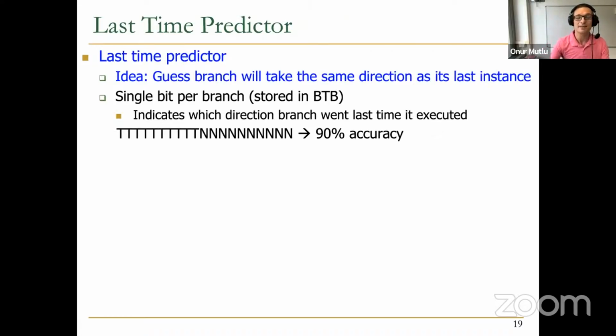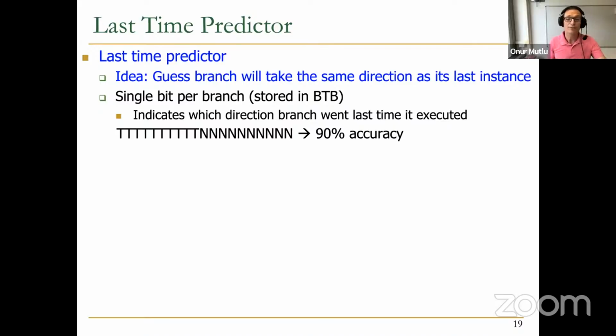Okay, so basically the simplest dynamic branch prediction technique is the last time predictor. Hopefully it's obvious what this means, right? Basically, the processor guesses that the branch will take the same direction as its last instance. You basically record what happened to the branch when it was executed the last time you saw the branch in the pipeline. And you can associate this information with a program counter clearly.